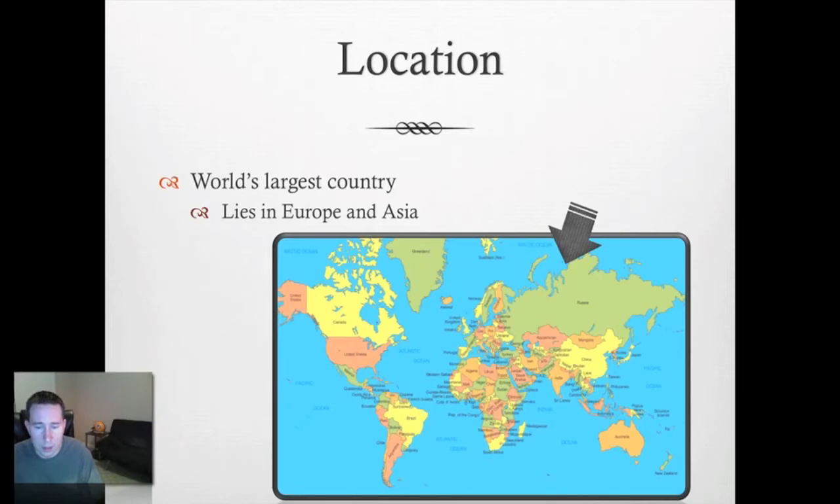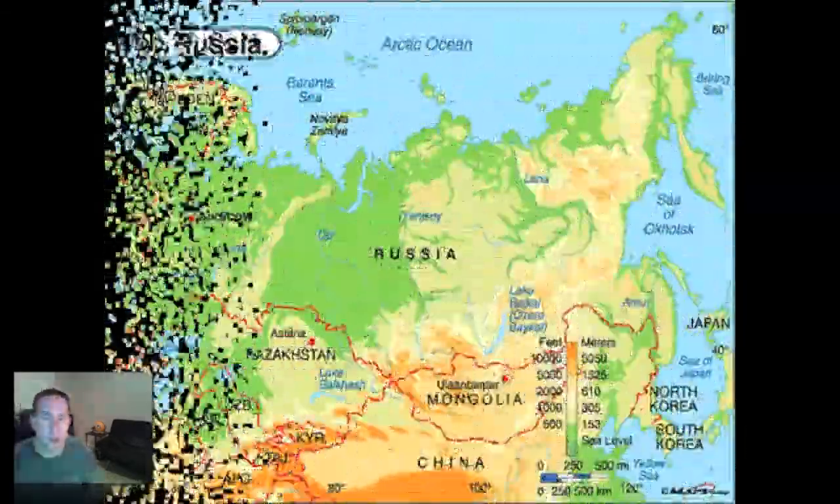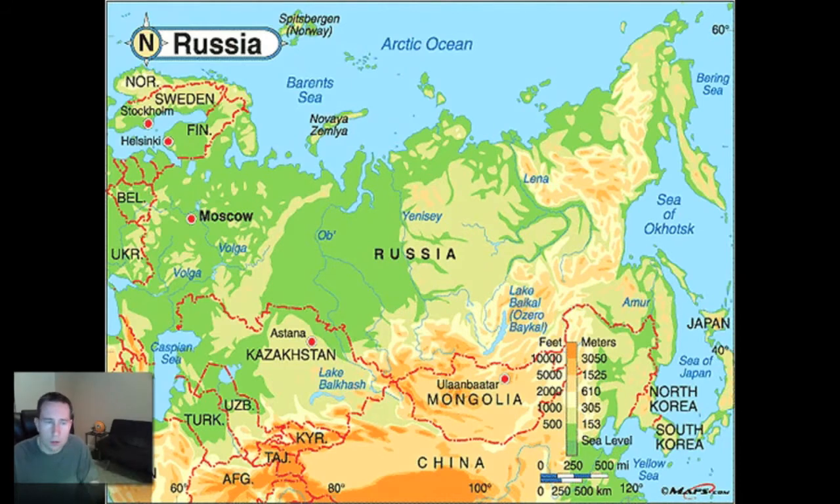There is Russia. Now, a little animation there for you guys. Here we have a physical map of Russia, and when we look at Russia in terms of its physical regions, you can really break Russia down into 5 key physical regions. So here we go. Here's number 1.